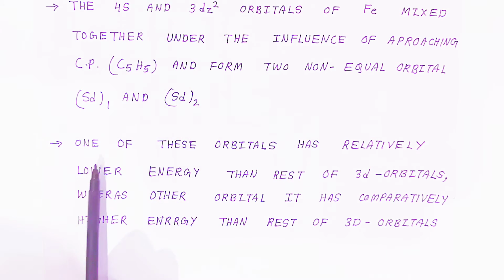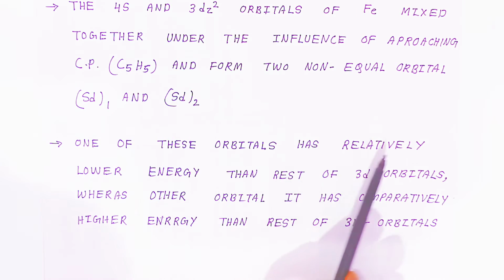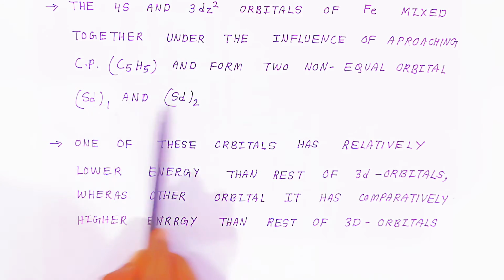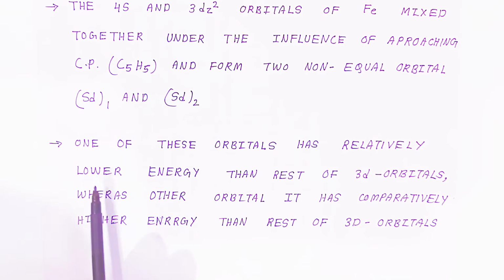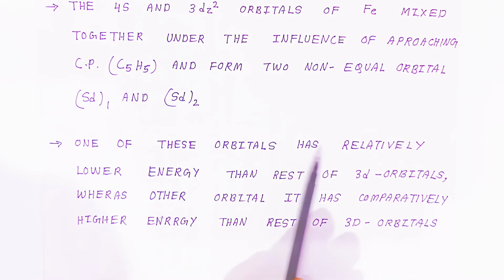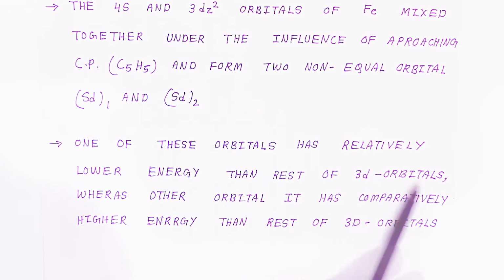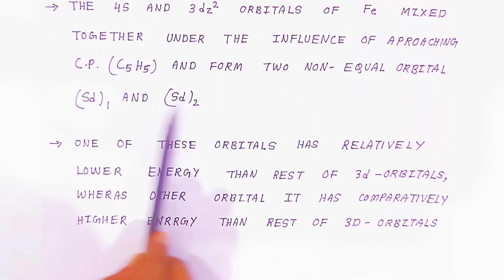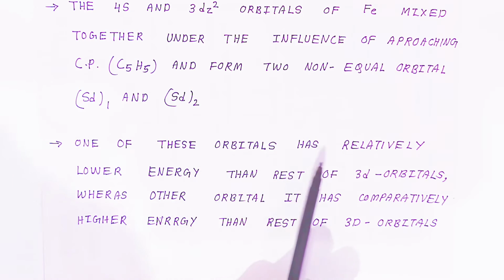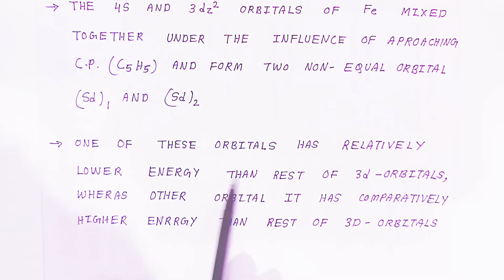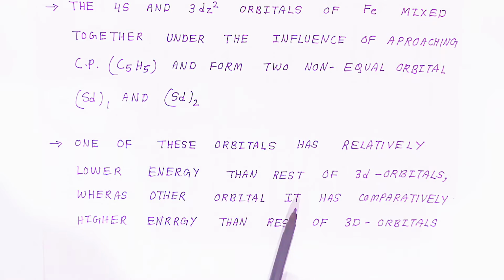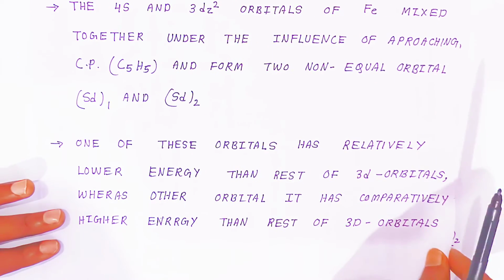Understanding, students? Out of these two atomic orbitals, one of these orbitals has relatively lower energy than the rest of the 3d orbitals, whereas the other orbital has comparatively high energy than the rest of the 3d orbitals. Understanding, students?